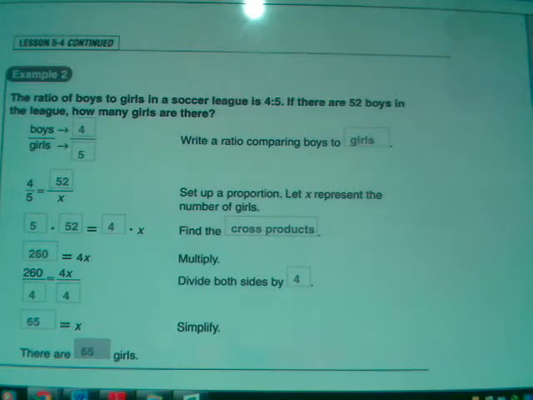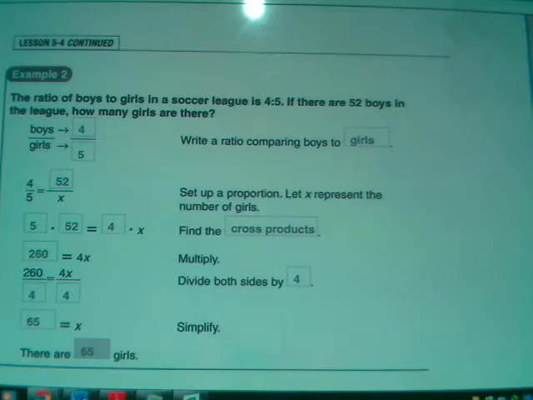The 4 number has to represent boys, and the 5 number has to represent the girls. Now they want to know, if I bubble this up to represent 52 boys, how many girls are there? So look at the second line of work there. They start off with 4 over 5. Again, 4 for boys, 5 for girls.